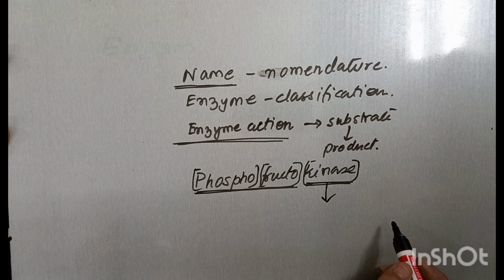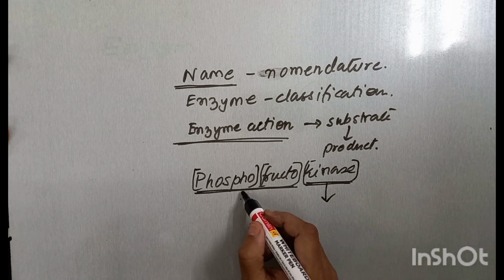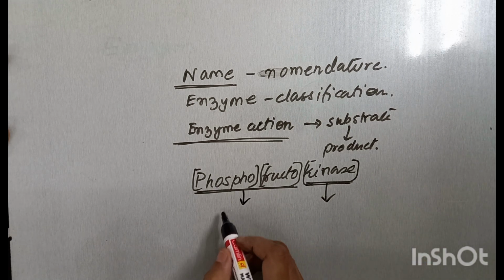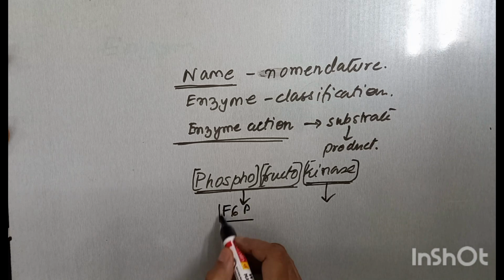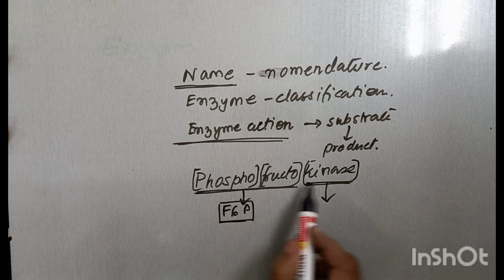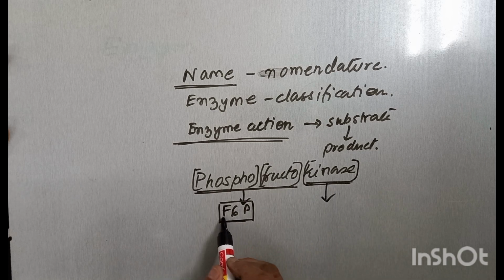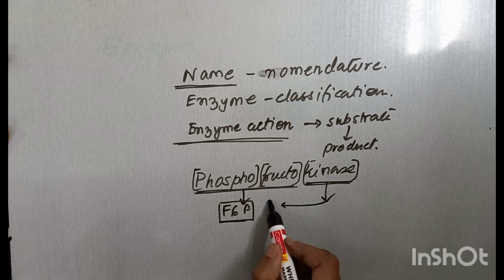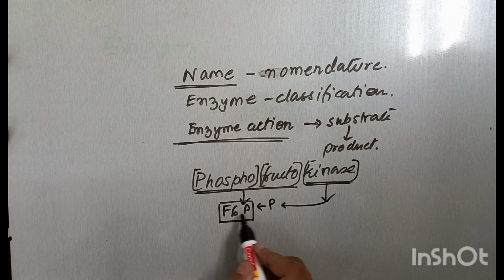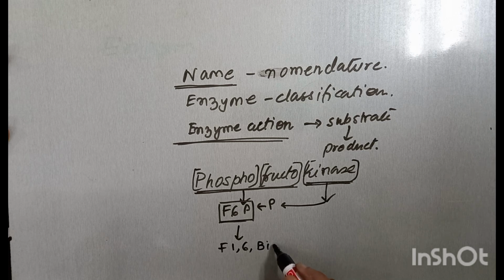What does this kinase mean? It means addition of a phosphate molecule. So an addition of a phosphate molecule to what? To fructose 6 phosphate. So phosphofructokinase, the enzyme, acts on fructose 6 phosphate, and what it does, it adds a phosphate group to fructose 6 phosphate to produce fructose 1,6 bisphosphate.